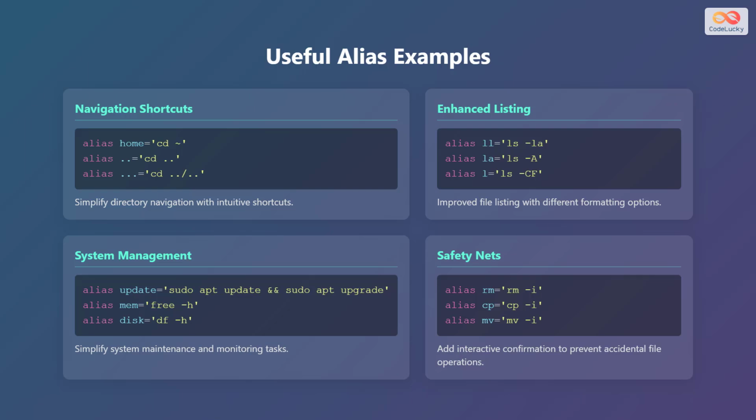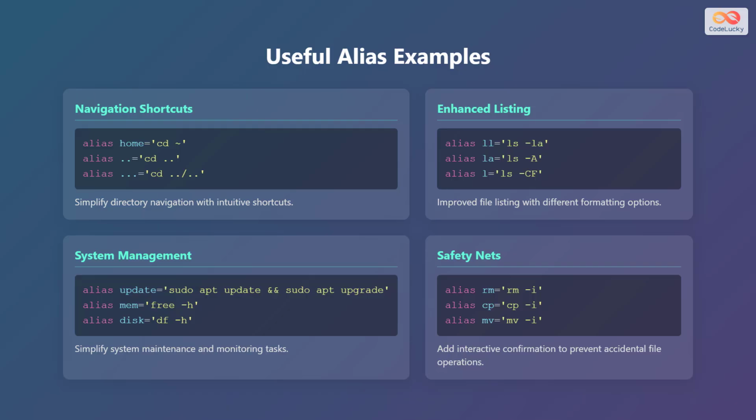Next, enhanced listing. Try alias ll='ls -la', alias la='ls -A', and alias l='ls -CF' for improved file listing. For system management, you can create alias update='sudo apt update && sudo apt upgrade', alias mem='free -h', and alias disk='df -h'.